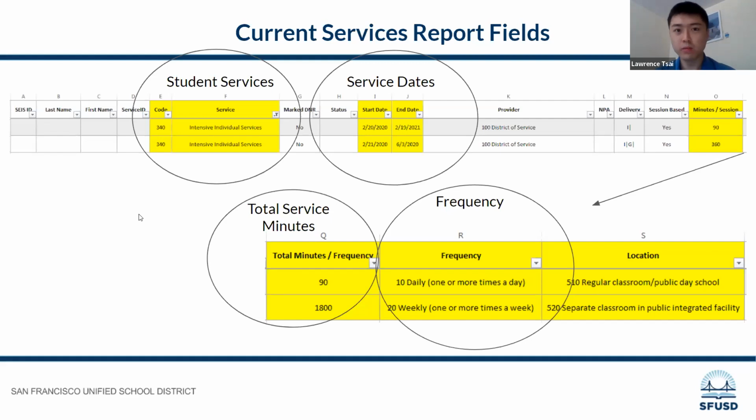All right. So when you generate a current services report and download it as an Excel file, these are the main fields by default that you will see. The ones highlighted in yellow and circled are the main data points which most users will be focused on. You can see in columns E and F, those are the codes and services for each student. You can see the start and end date for the specific service. And on the bottom area, you can see the duration and the frequency of the service. So for example, the top row shows that a student is receiving service 90 minutes daily, and also specifies the location of the service.